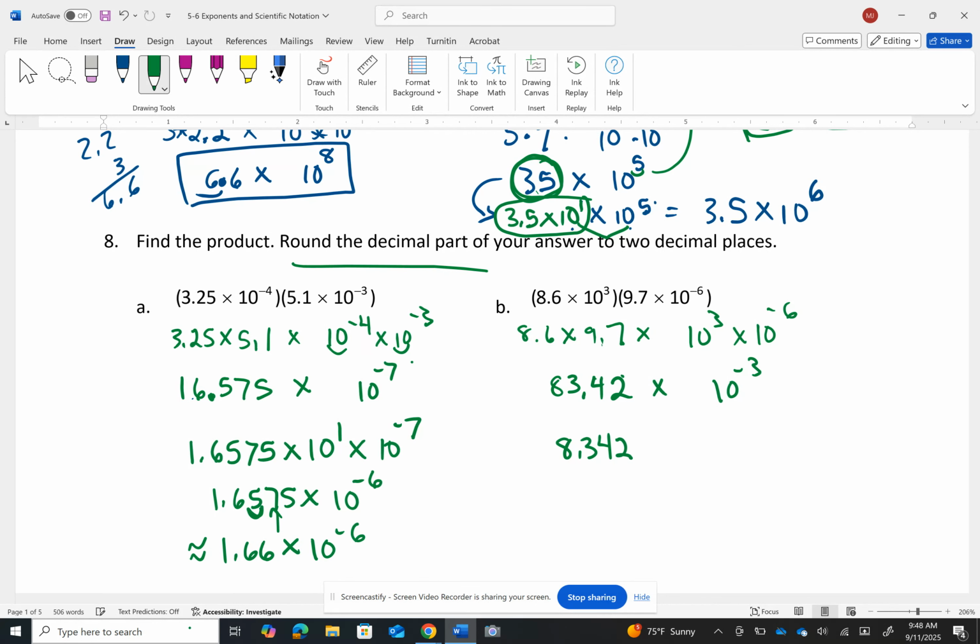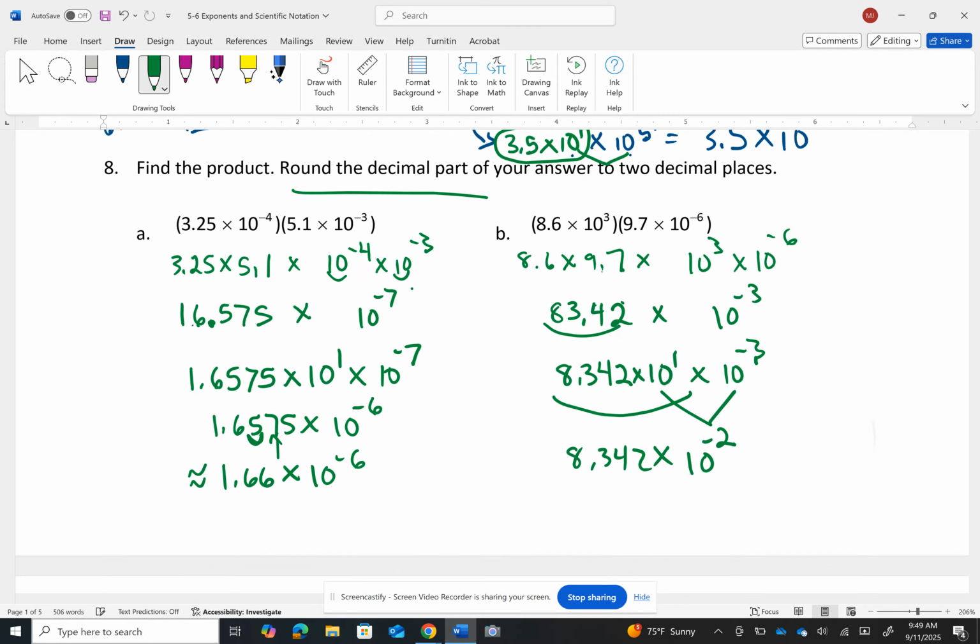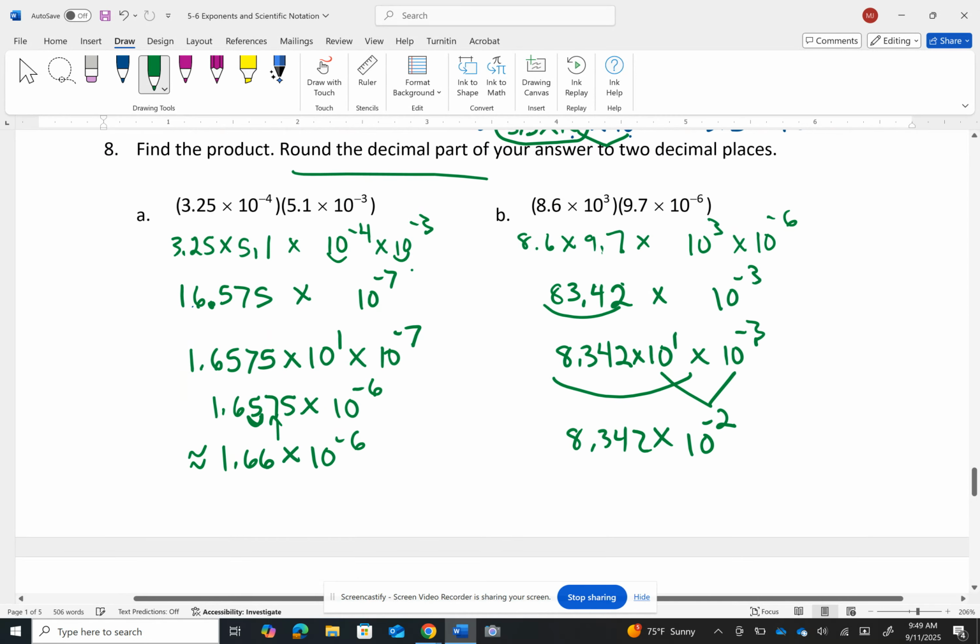Okay, so for that to be equivalent, I would need to have times 10 here for those to say the same thing, 10 to the first there. But I already had a 10 to the negative 3, so those two multiplied together, I could add the exponents and get a negative 2 power. Okay, so that's in scientific notation, but then I need to round to 2 decimal places, so that would be about 8.34 times 10 to the negative 2 power.